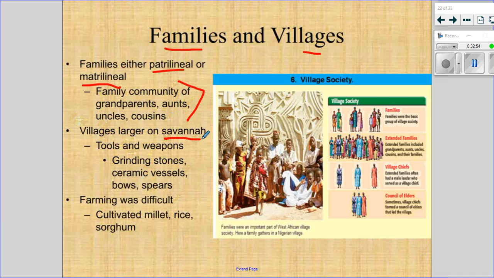You're definitely going to find larger villages on the savannah where they practice sedentary agriculture, all sorts of tools and weapons, grinding stones to grind, they cultivate grasses and grind seeds into different things, ceramic vessels, bows and spears. Farming was difficult and continues to be. In Africa, a lot of the arable land is carved out of rainforests, which, even though you would think rainforest soil would be lush and easily cultivated, it's not. And so farming was difficult. They cultivated millet, which is kind of like a grass seed, rice, and sorghum.